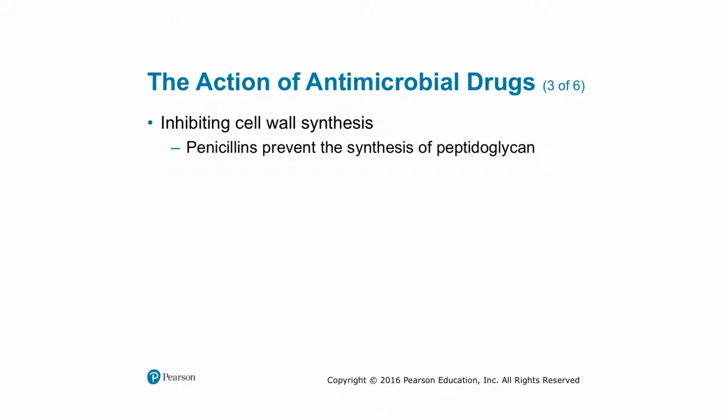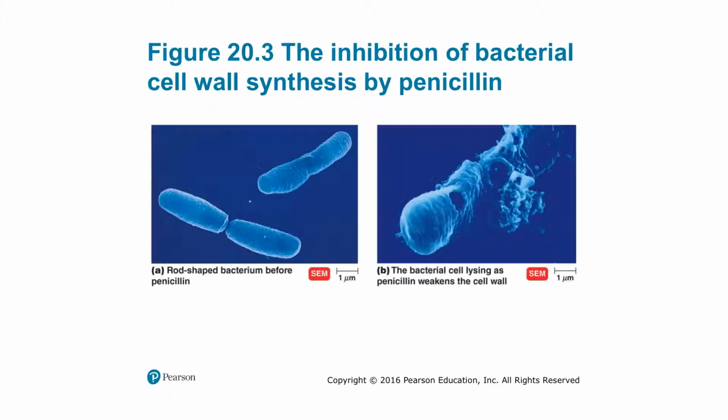Inhibiting cell wall synthesis: the penicillins prevent the synthesis of peptidoglycan, and this is going to cause bacteria not to be able to grow and develop and bud off of each other. You can see here how before penicillin they look all pretty, but after penicillin they have big old holes in them.